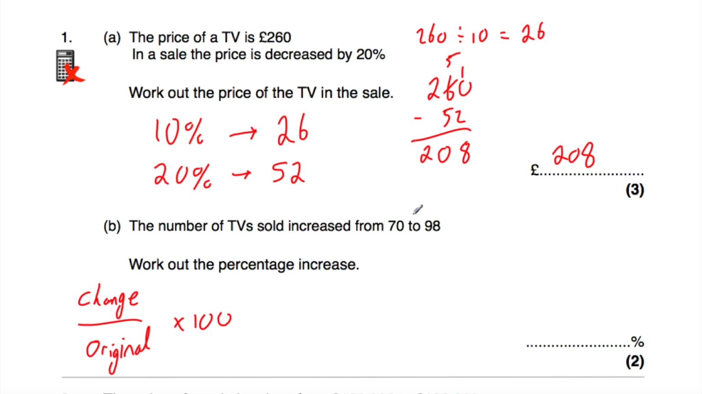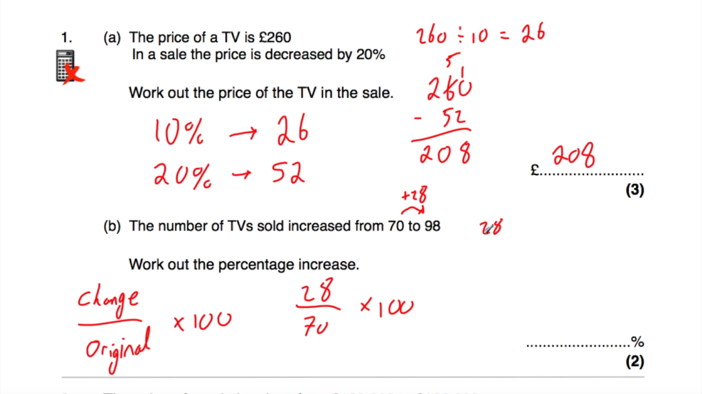So the change, what did it go up by? Well, it went up by 28. So the change is 28 divided by the original, which is 70, and then we're going to times that by 100. Whenever we do that, we'll find the percentage increase. This is a non-calculator question, so I'm going to cancel down this fraction.